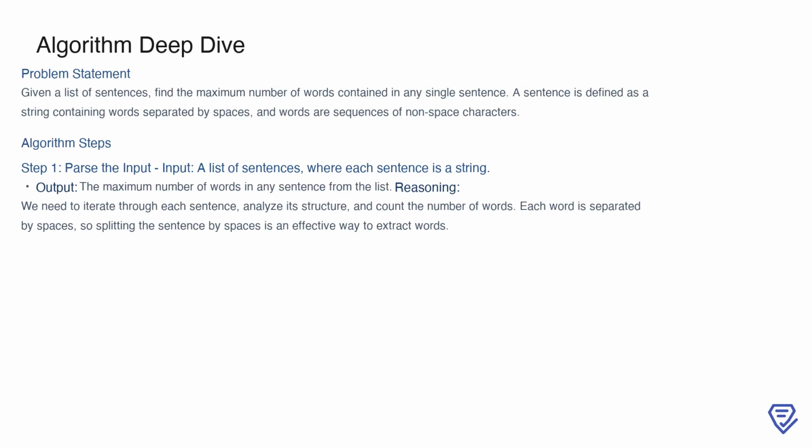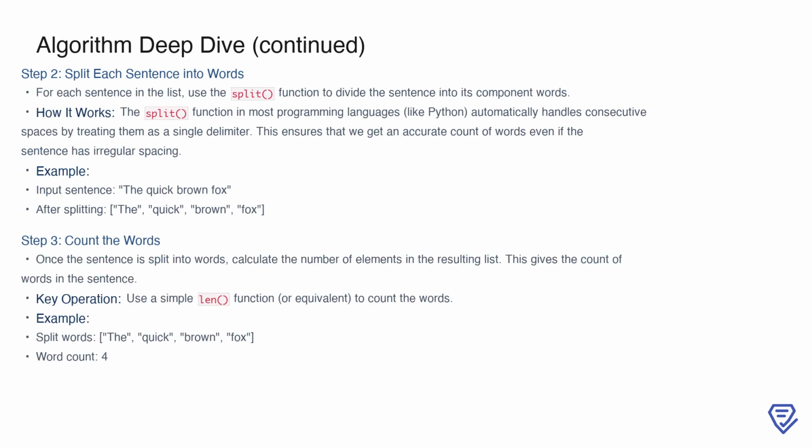The reasoning here is straightforward. We'll iterate through each sentence, analyze its structure, and count the words. Since words are separated by spaces, splitting the sentence at these spaces is an effective approach to extract the words and count them accurately. Now, let's split each sentence into its individual words. For this, we can use the split function, which divides a sentence into its component words by treating spaces as the delimiter. What's great about split is that it handles consecutive spaces seamlessly, treating them as a single separator. This ensures we get an accurate count of words even if the sentence has irregular spacing.